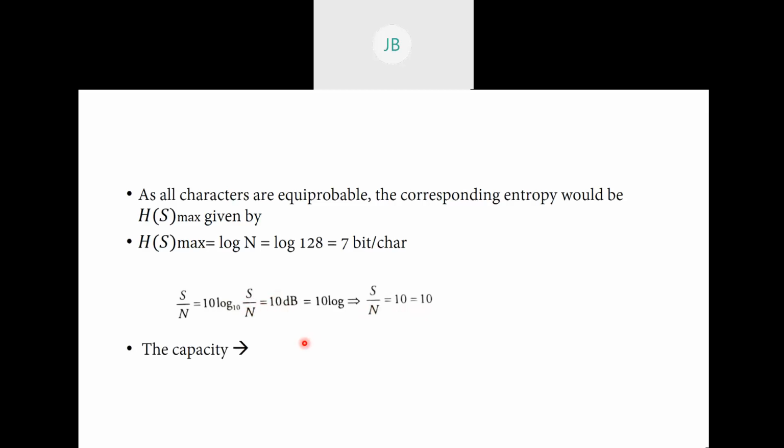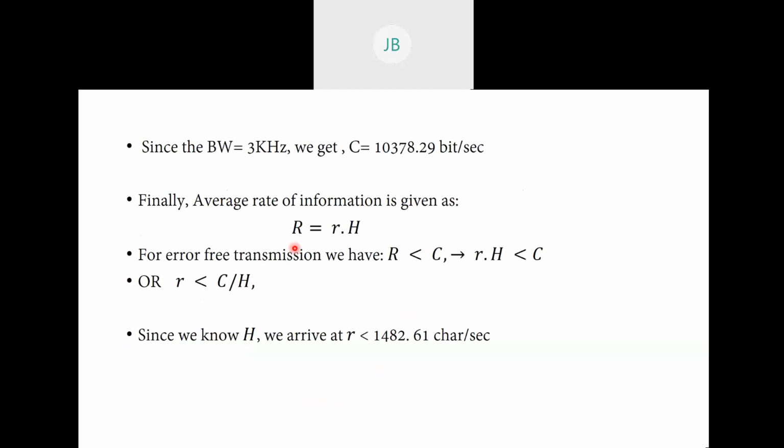With that we can find out the channel capacity C equal to B into log of 1 plus signal to noise ratio. We know the signal to noise ratio here, and also the bandwidth, so we can find the channel capacity. Finally, we substitute and get the values here. And then the average rate of information R is nothing but the symbol rate multiplied by entropy. We have found the entropy in the previous slide, and this value we need to find out.